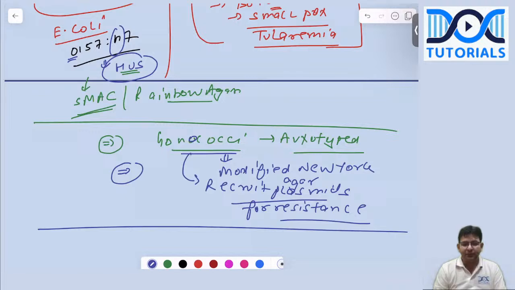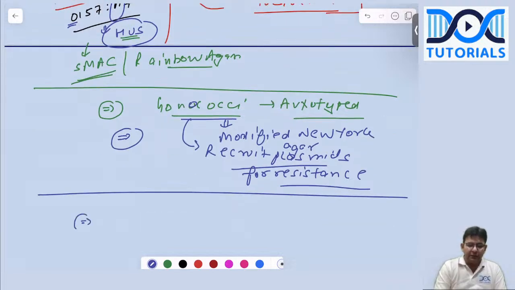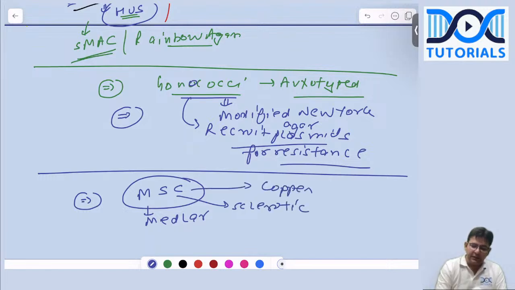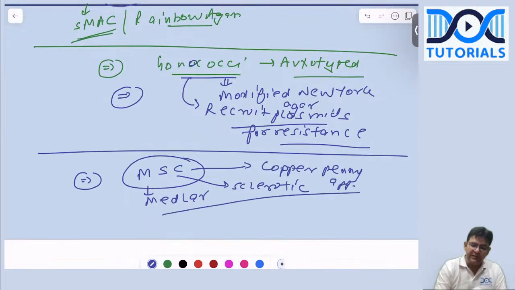Is it fine? Now, another favorite question of INI CET fellows is this: medullary bodies, sclerotic bodies, copper penny bodies. Copper penny appearance of these bodies is seen in which disease, guys? It is seen in chromoblastomycosis.